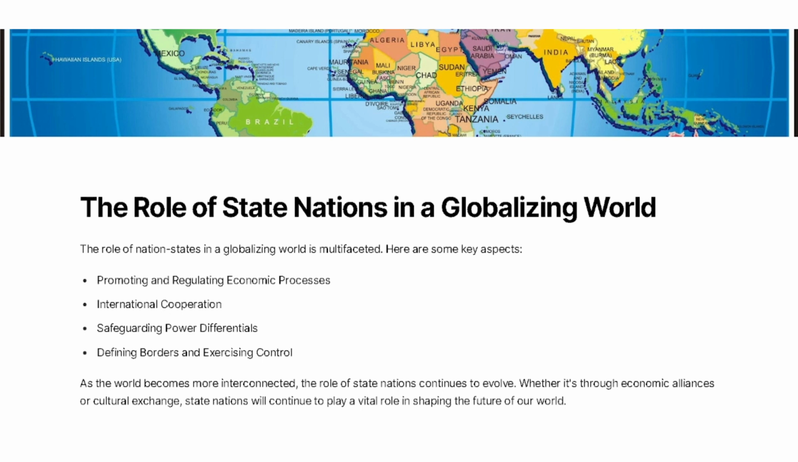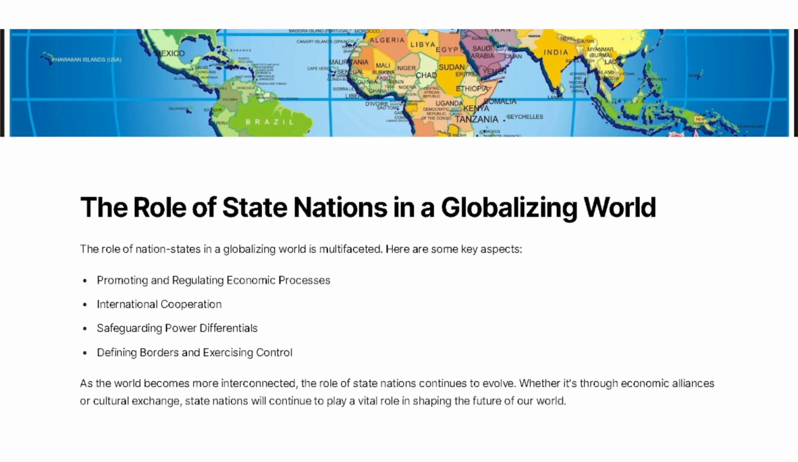There is a key aspect of safeguarding power differentials. There is also a key aspect of defining borders and exercising control, because a border makes a country and it defines a country. For example, Russia has the largest territory in the world, which means that Russia has the largest borders in the world.